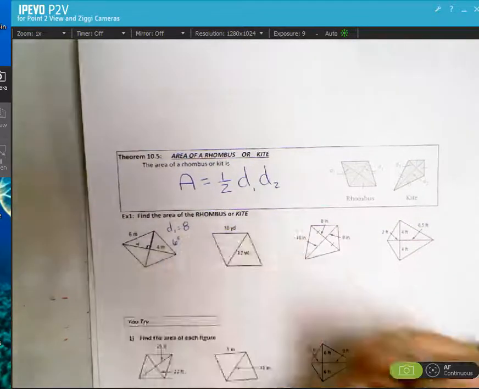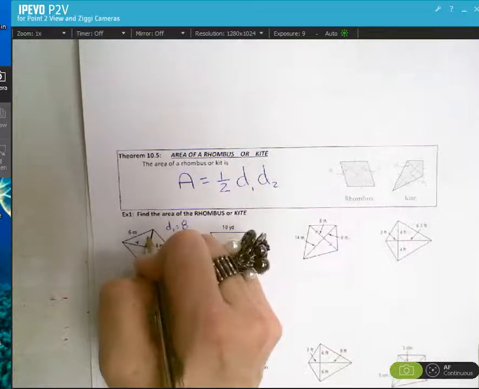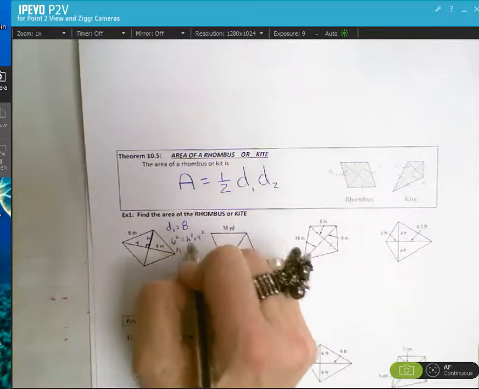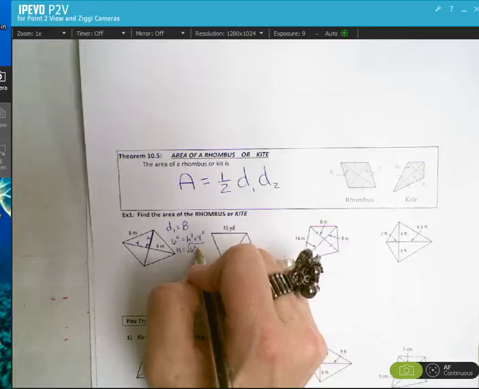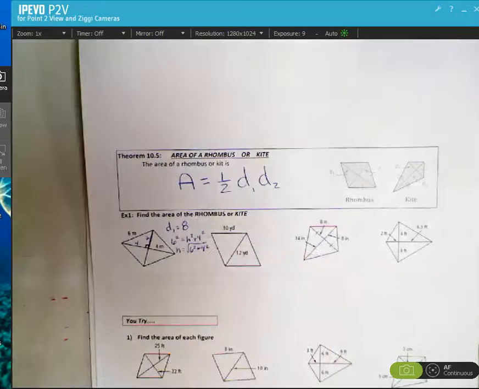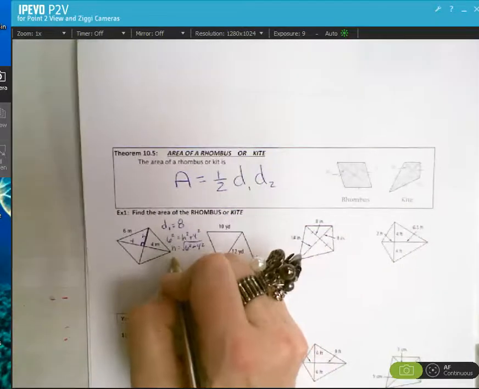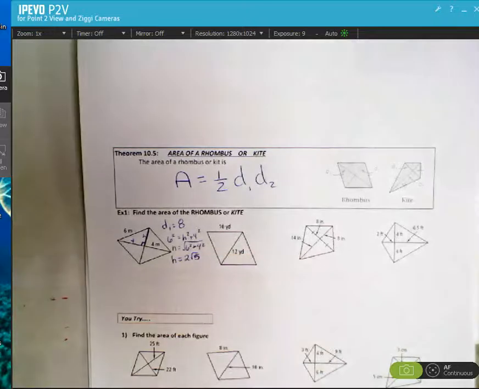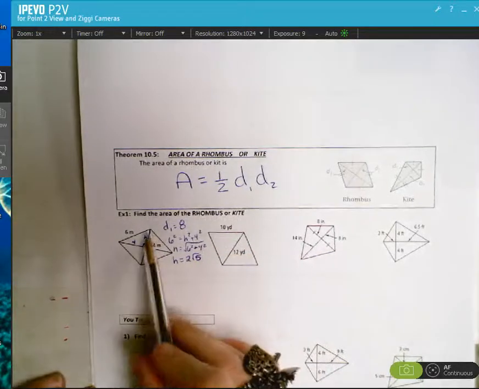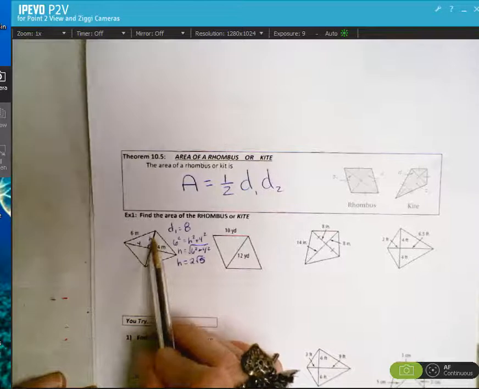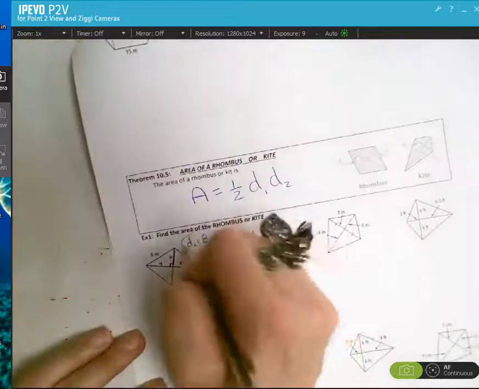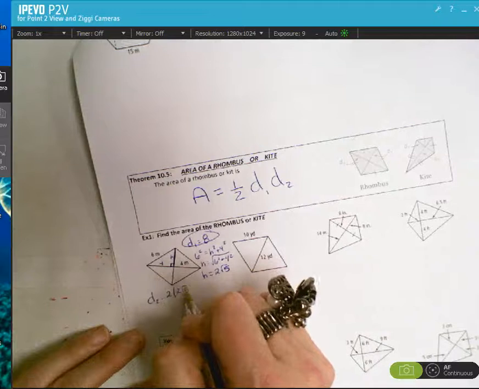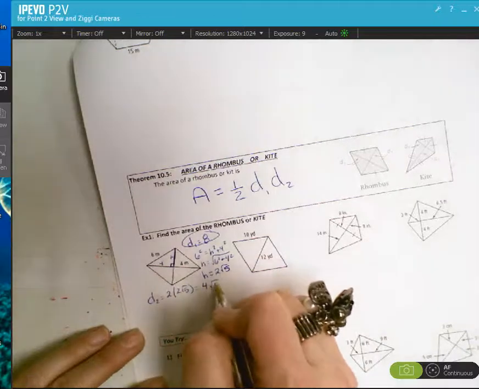I know 6 squared is the hypotenuse, equals, we'll call it h for now, h squared plus 4 squared. So I know h is equal to the square root of 6 squared minus 4 squared. So I'm going to solve: h is equal to 2 rad 5. Now that I know what h is, that's this piece here, there's 2 of them to get the other diagonal. So my other diagonal, d2, is equal to 2 times 2 rad 5, which is equal to 4 rad 5.